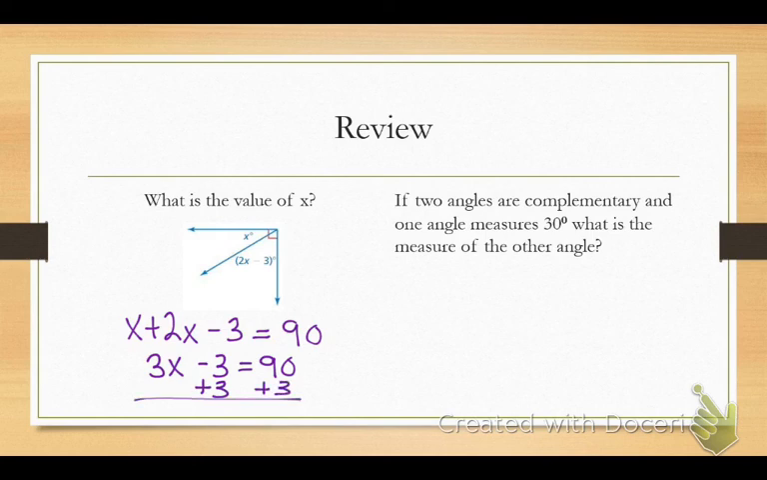And I get 3x equals 93. And I'm just solving for x. So x equals 31 degrees. And that's what you'll be asked to solve for on your test.